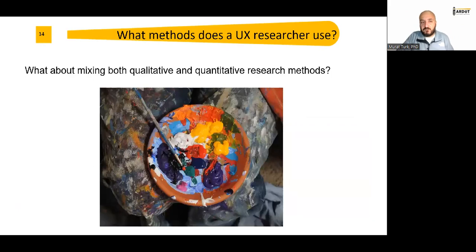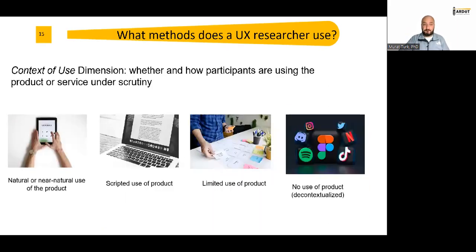So what about mixing both qualitative and quantitative research methods? We should always remember that what method or methods you are going to use depends on what UX research goal you want to achieve and what specific questions you need to answer. Most of the time, mixing different methods of both quantitative and qualitative methodologies provides a fuller picture of your users. That's why most of the successful studies and most impactful UX research projects benefit from both methodologies.